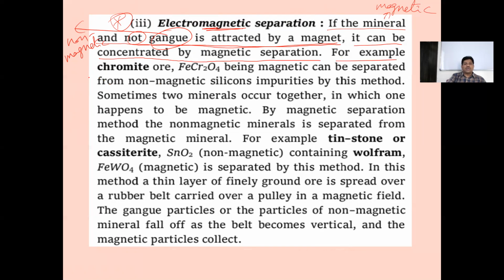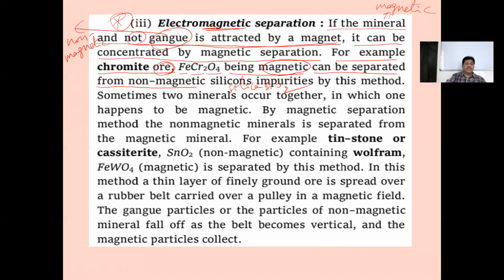For example, chromite ore, which is FeCr2O4. This chromite ore is magnetic, so the ore particles can be separated from non-magnetic silica impurities. Silica is SiO2.